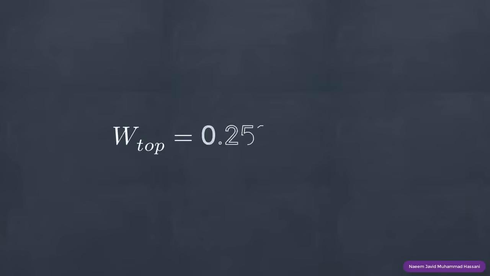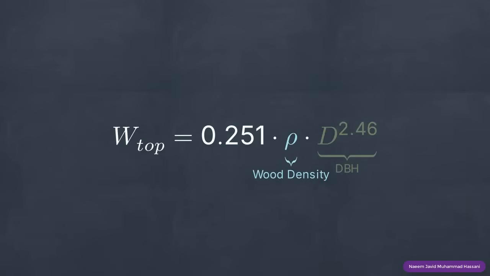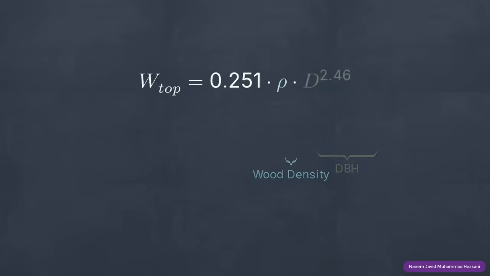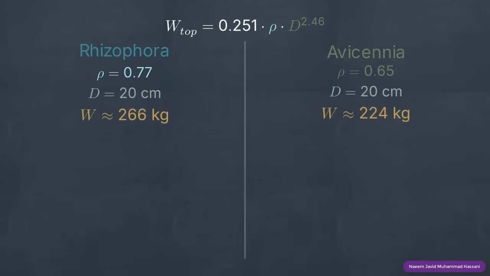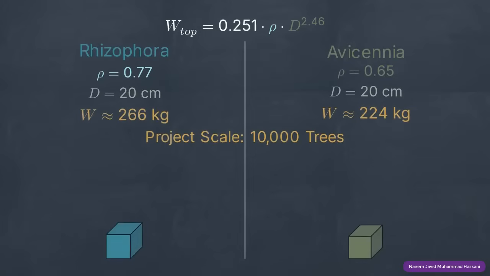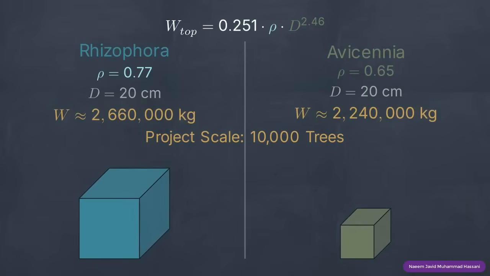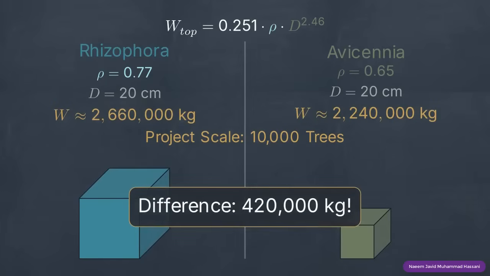This standard Komiyama model calculates above-ground weight using wood density and DBH. This output is extremely sensitive. A Rhizophora tree has a wood density of 0.77, while an identically sized Avicennia tree uses 0.65. Splitting these species inputs yields vastly different final mass calculations.